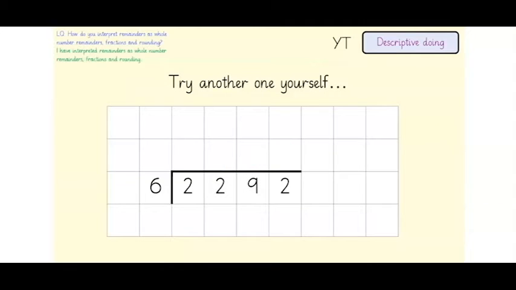Try another one yourself. We'll go through the answer on the next slide. 22 divided by 6 is 3, because 6 times 3 is 18, and I will have remainder 4.